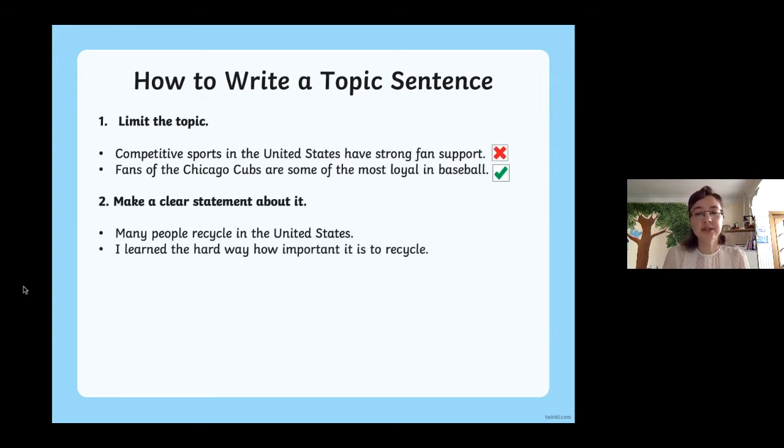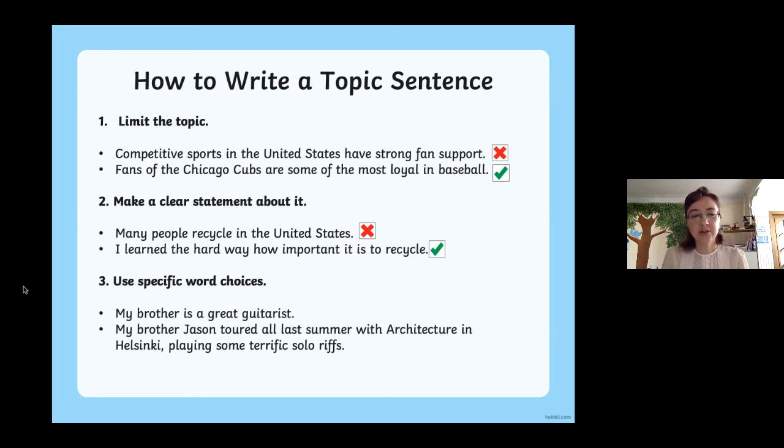So the first one is not good, the second one is good, thumbs up. The second one, you should make your topic statement clear. So a topic sentence should make a clear statement. "Many people recycle in the United States." Oh my goodness, there are so many people in the United States. Who recycles what? So this is very general and vague. That's why it's not a good topic sentence. Whereas the second one, "I learned the hard way how important it is to recycle," is a good topic sentence, as here we expect that the author will tell us about his or her own experience of recycling.